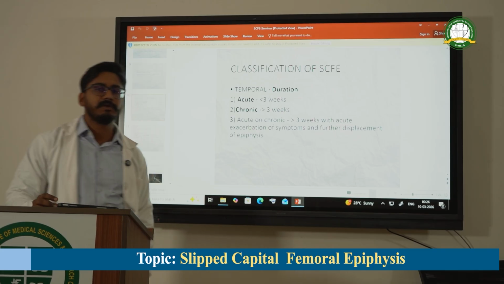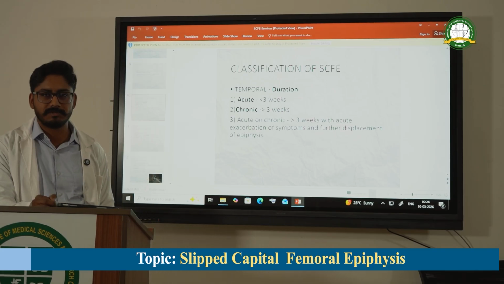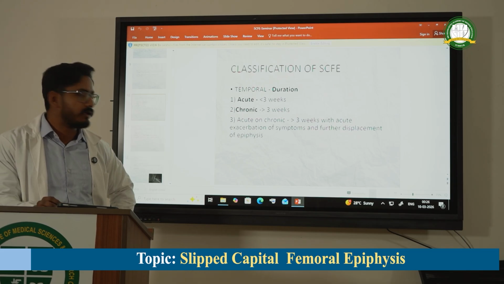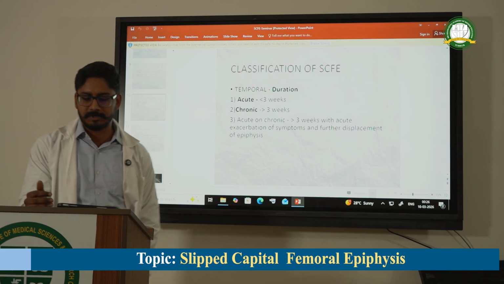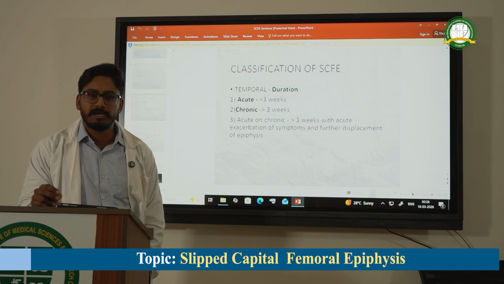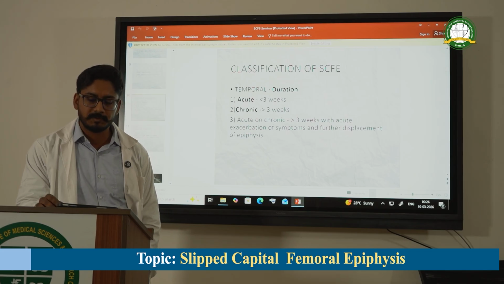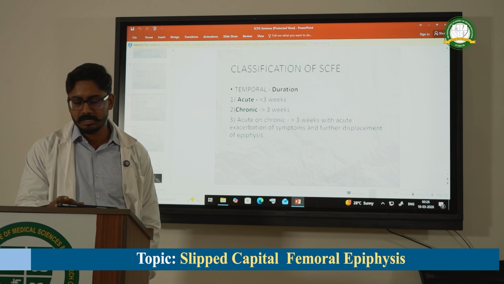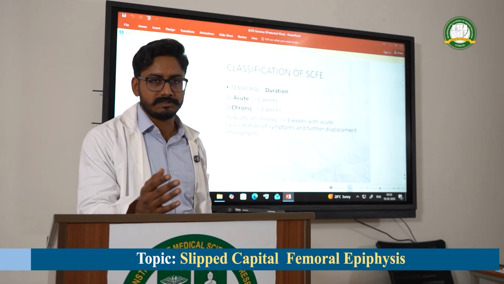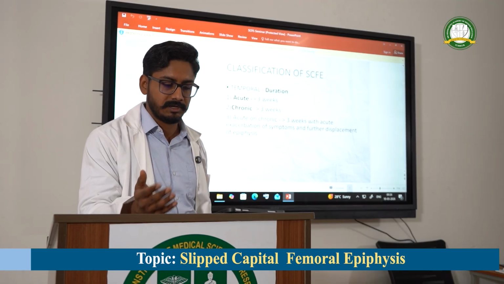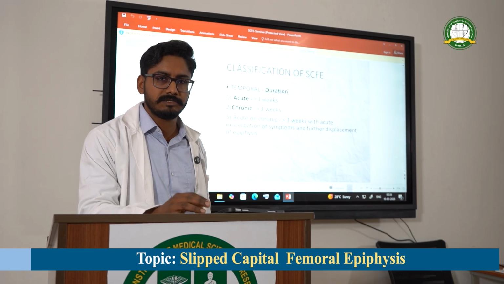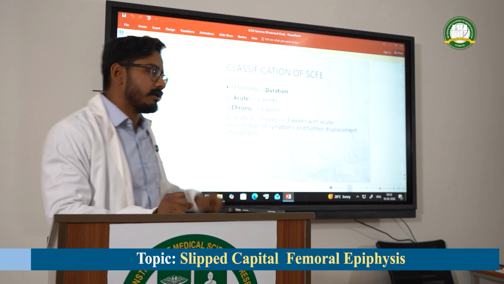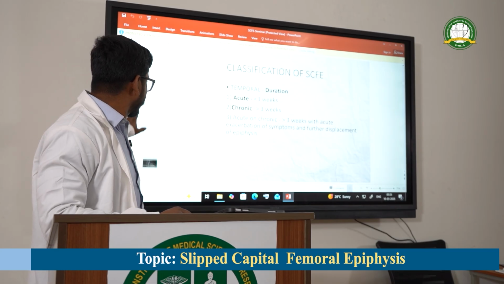We'll discuss the classification of slipped capital femoral epiphysis. First, we'll go through the temporal classification, that means based on the duration of the presentation. In the acute condition, the presentation will be less than 3 weeks. In the chronic condition, the presentation will be more than 3 weeks. In chronic cases, when there is acute exacerbation of the symptoms and further displacement of the epiphysis, we call it acute on chronic.